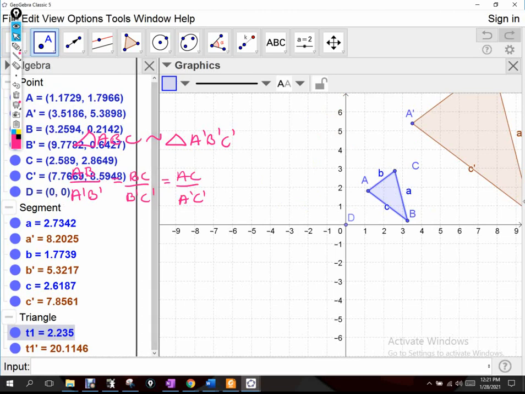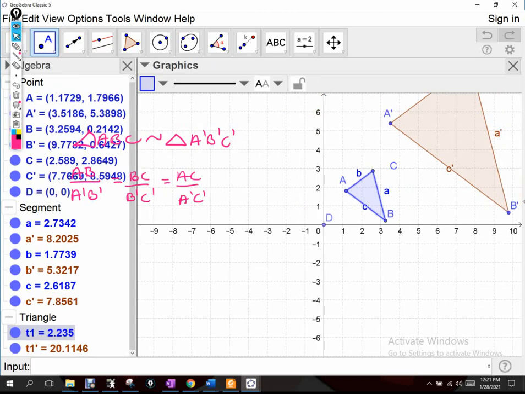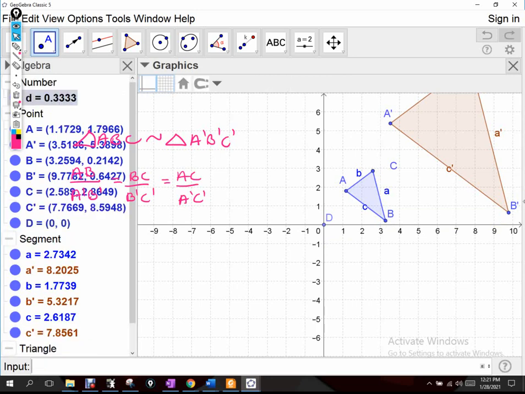By taking, so when I say AB compared to A prime, B prime, that's talking about the segment C and C prime. So I'll take C divided by C prime, and it gives me 1/3. So the way I divided that, when I took this length divided by that length, they're in a 1-to-3 relationship. Does that make sense?